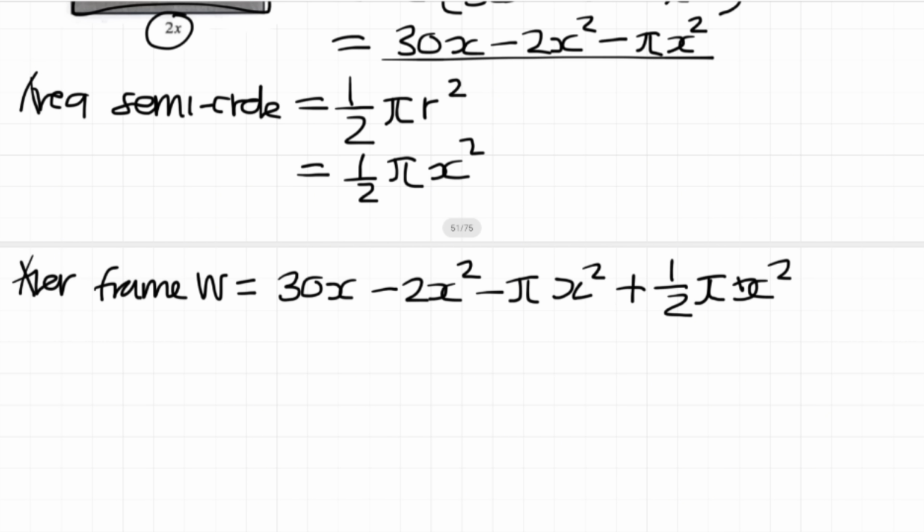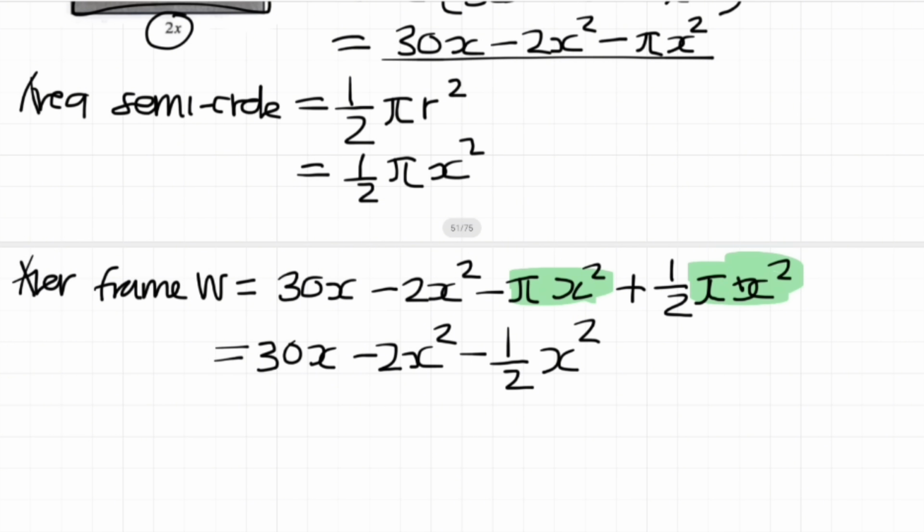I don't know if you guys noticed this, but this is like a term of this one. So this is negative 1 plus 1 over 2. I don't know if someone sees that. Negative 1 plus 2. This is what it actually is over there. So here, if we add those like terms, we're going to have 30x minus 2x squared. And then negative 1 plus 1 over 2 is going to give us negative 1 over 2x squared.